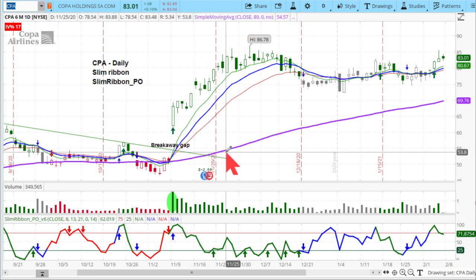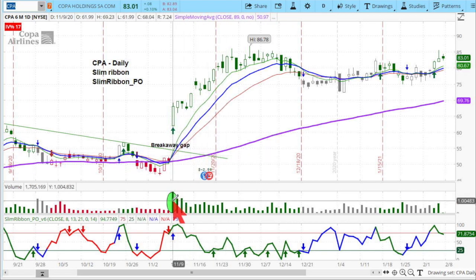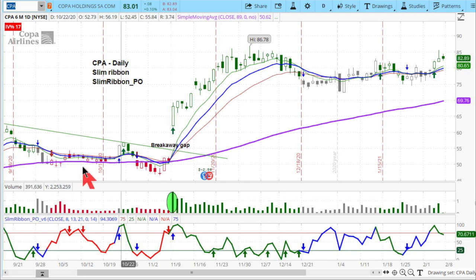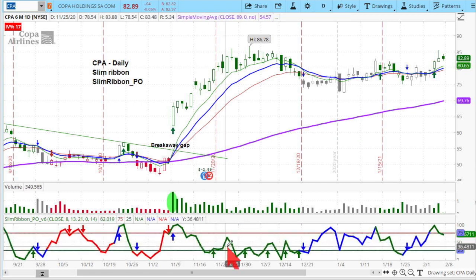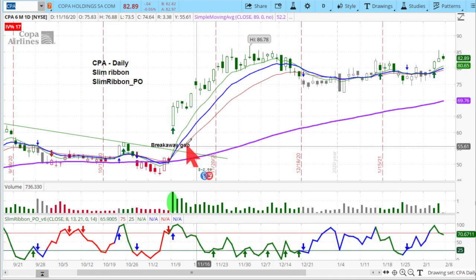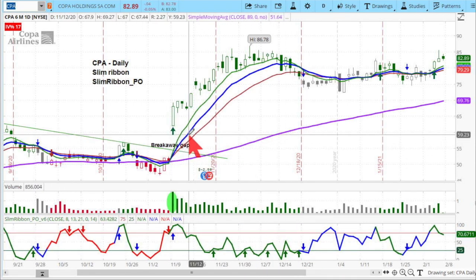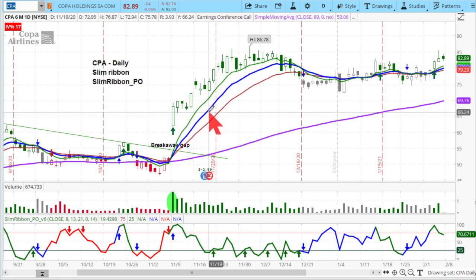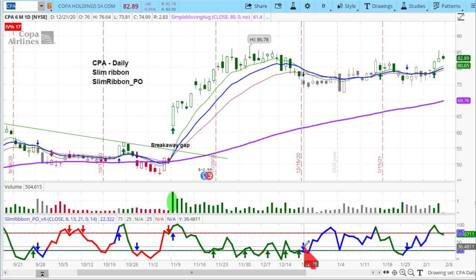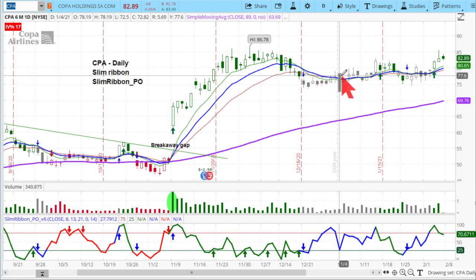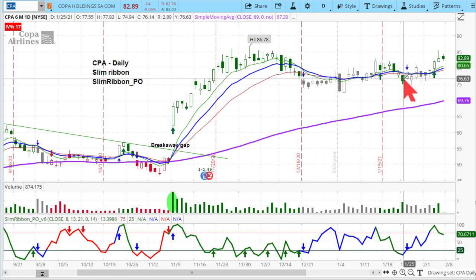Generally, breakaway gaps and high volume gaps generally start something or end something. In this case, it ended the downtrend and started an uptrend. Momentum clearly to the upside, as you can see. The slim ribbon widening as that momentum gains strength. That's very typical. And then right over here where it neutralized, it turned blue right at this point, and you can see the slim ribbon went flat and the stock really not doing much after that.